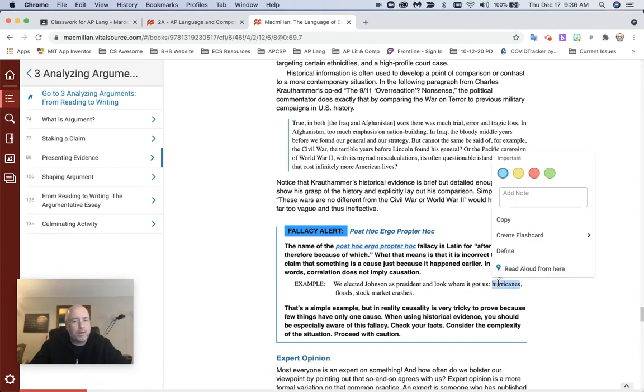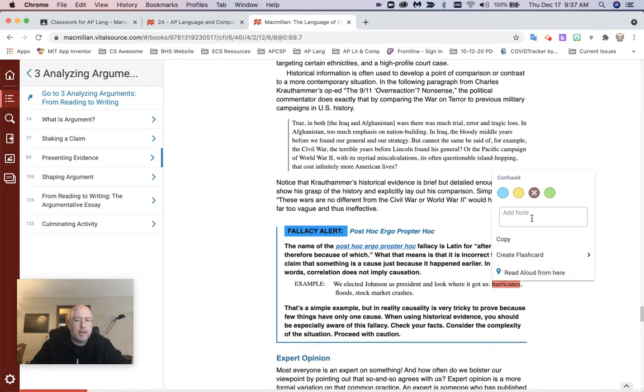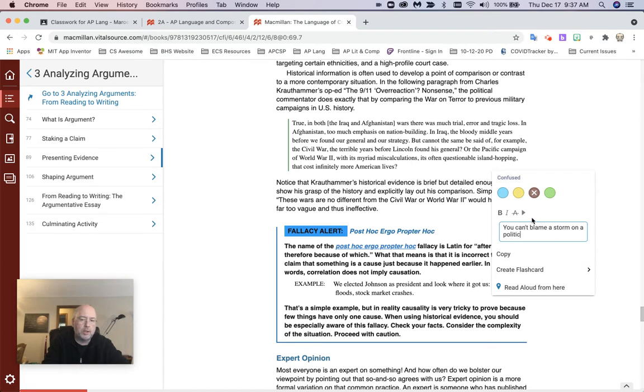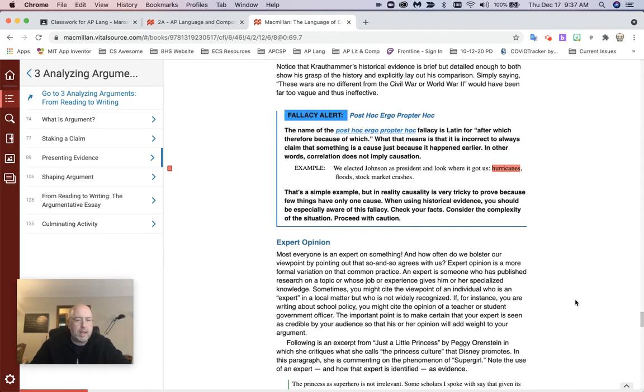So I can put in here a note, and I'll use red, and I'll say, you can't blame a storm on a politician, although it's fun sometimes, because it is fun sometimes. So it's one of the things that you can't do.